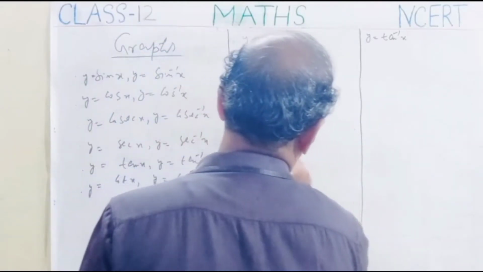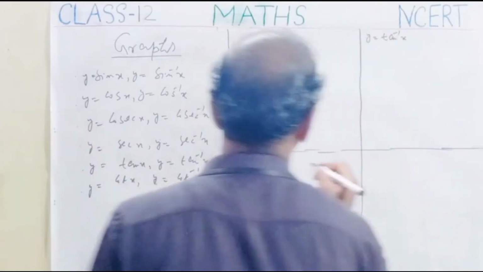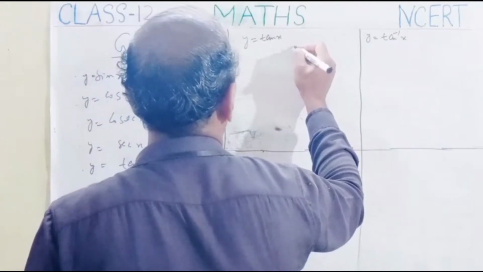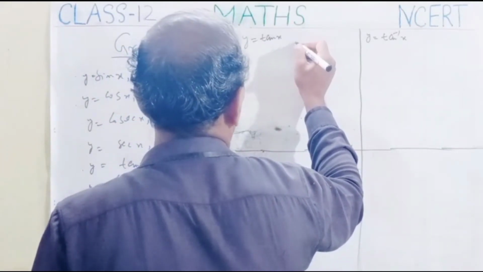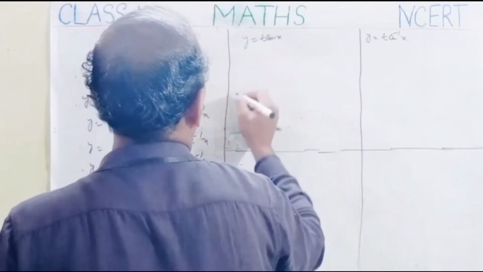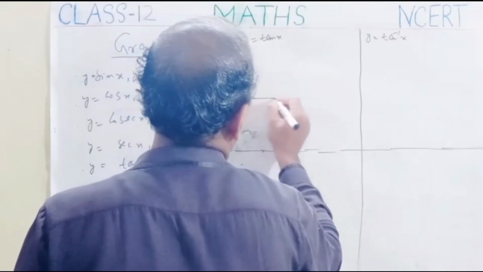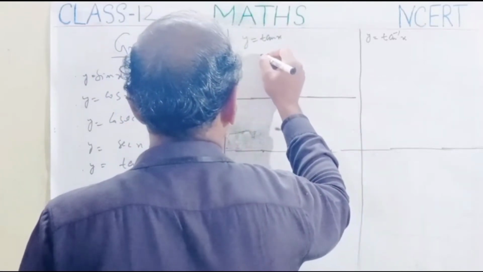Y is equal to tan x. I want to draw the graph. First of all, I will take the x-axis and then the y-axis. This is your x-axis, and I want to draw the graph.